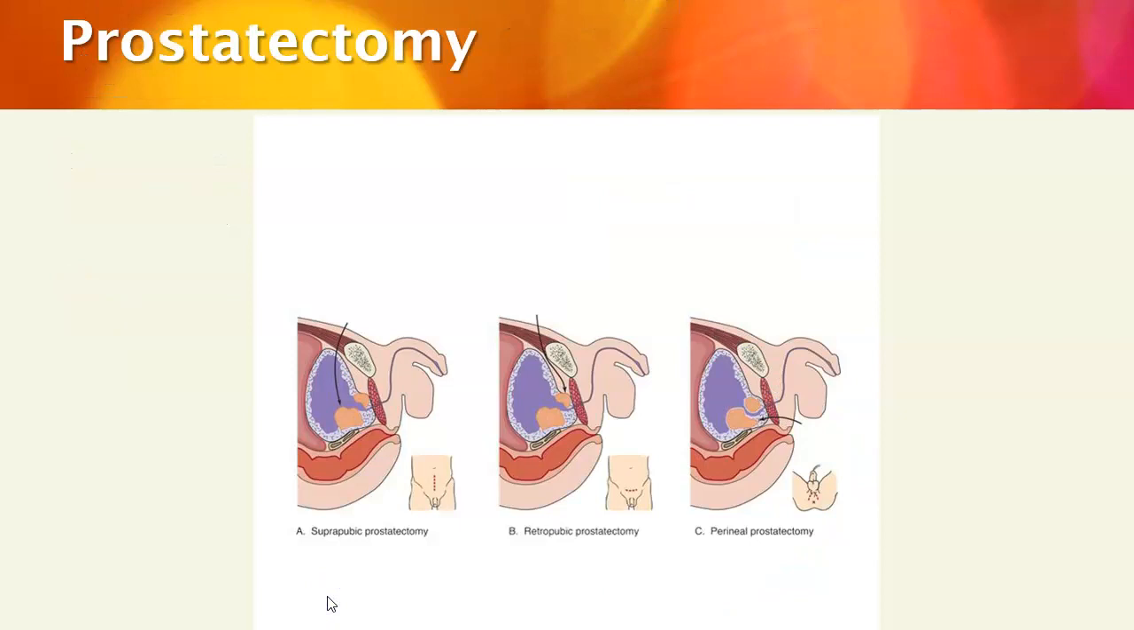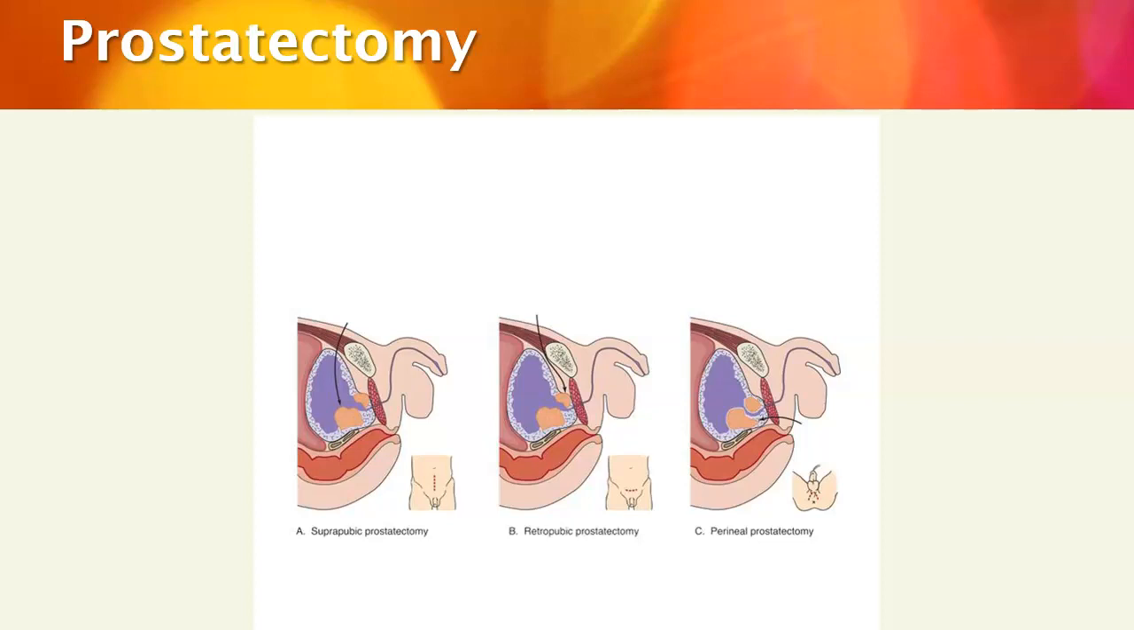And then here is a picture from your book on prostatectomies. And so this is when they go in and actually remove the prostate gland itself. And then there's 3 approaches they can take to this. So the picture on the far left, that is a suprapubic prostatectomy where they're going over the suprapubic bone and accessing the prostate gland that way. You have a retropubic prostatectomy where they'll go right beneath the symphysis pubis bone.